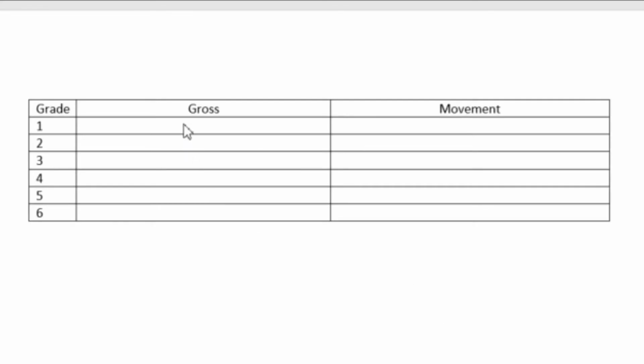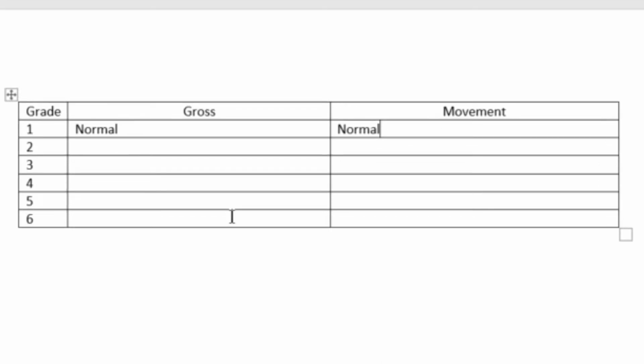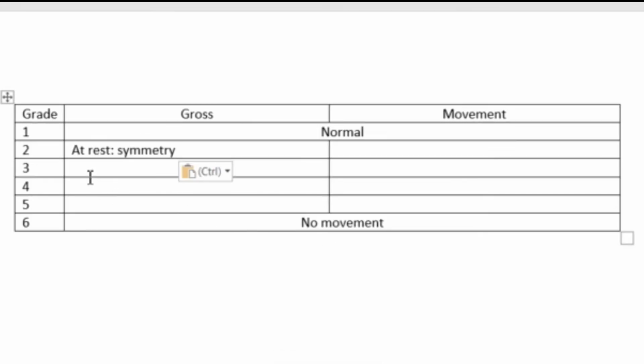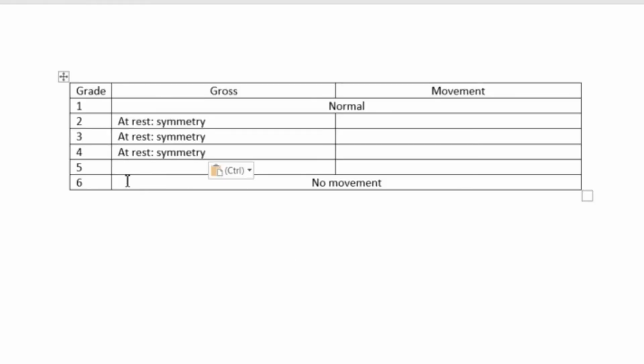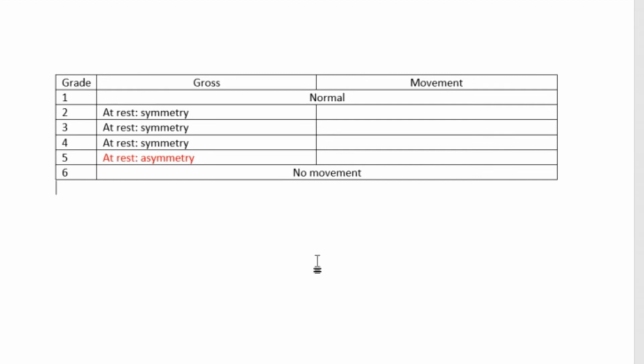Grade 1 is completely normal face with normal movement of facial muscles of expression. Grade 6 is complete facial paralysis when there is no movement of facial muscles of expression at all. Now, how to easily remember grade 2 to grade 5? Grade 2, 3, 4 all have normal symmetry and tone of face at rest. But in grade 5, face is asymmetric at rest.